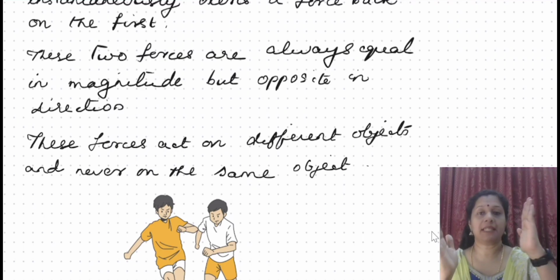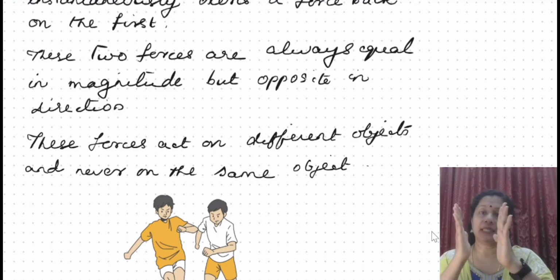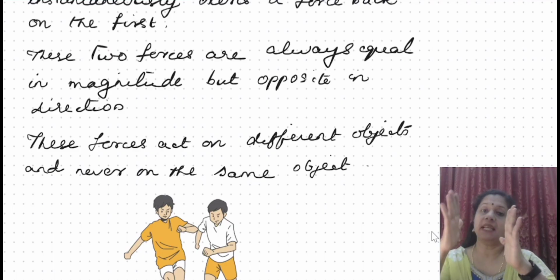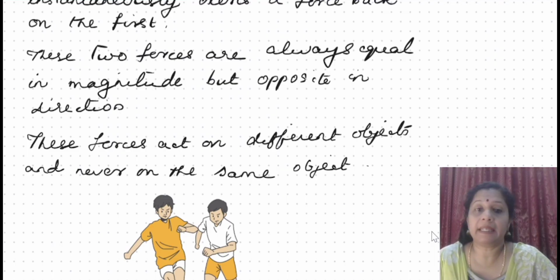Suppose I am hitting my other hand with this, I am applying a force on this. But this hand will instantaneously, that means immediately, exert an equal force on the first hand. So they are equal in magnitude but they are opposite in direction.